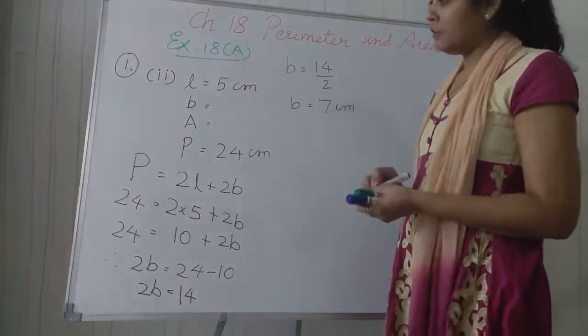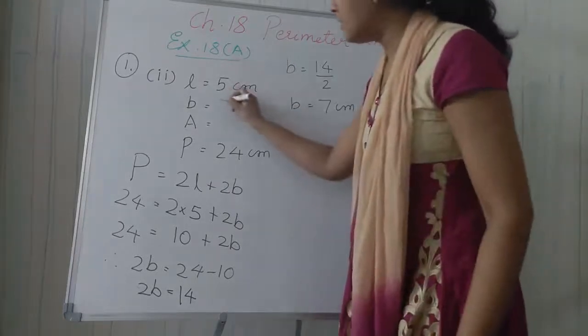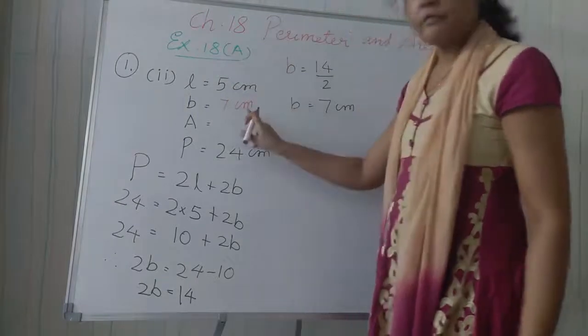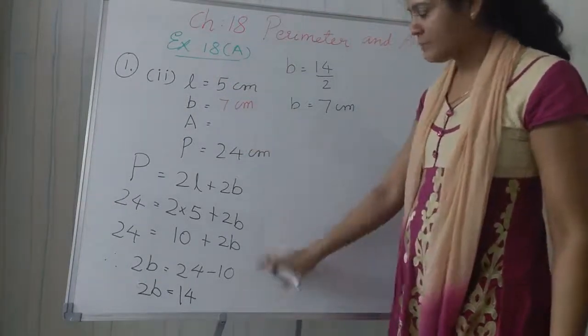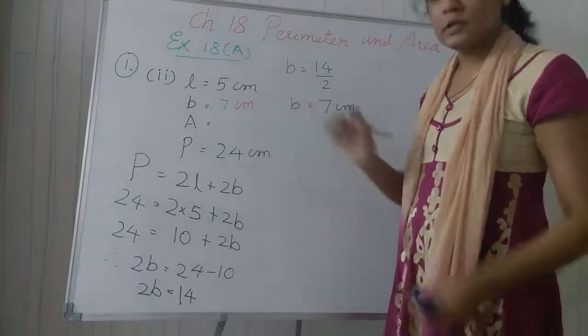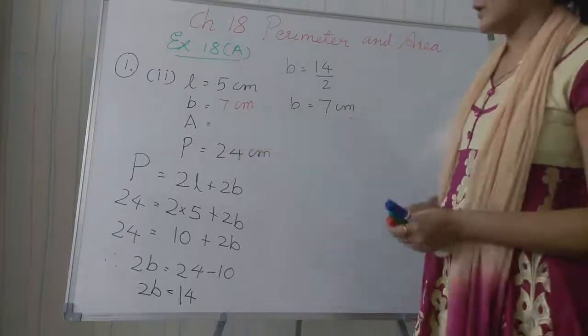So here we found our breadth value. So I write here 7 centimeter, which is missing in the box. So you have to find it using this method. Breadth is 7 centimeter. Now we find the area of the rectangle.